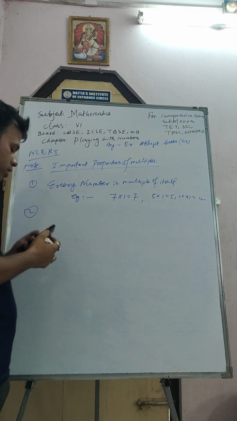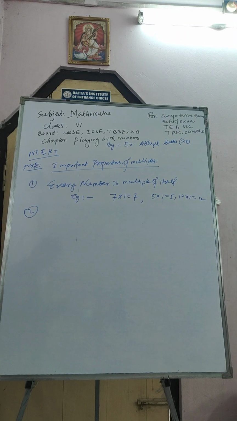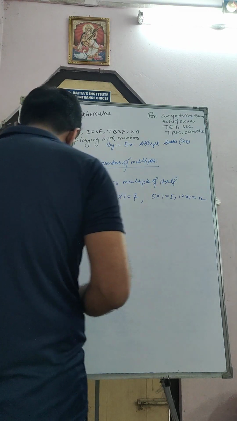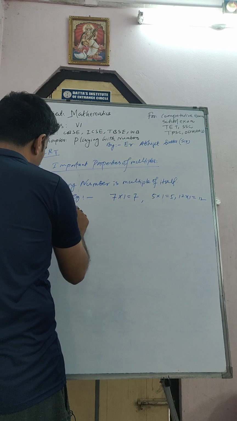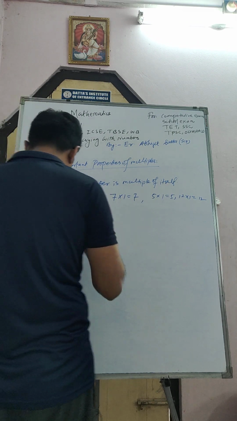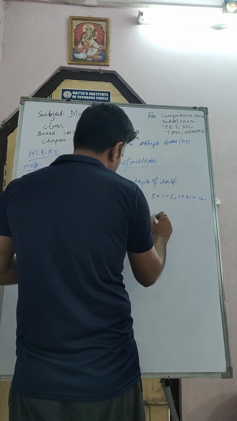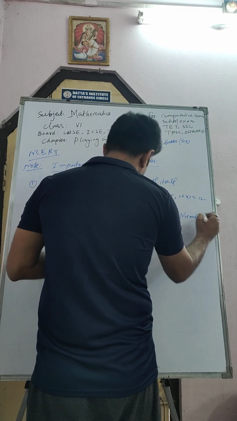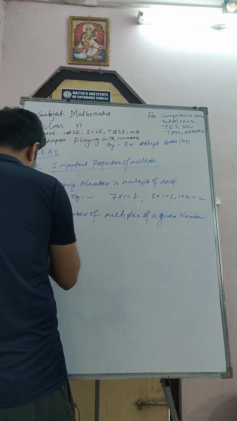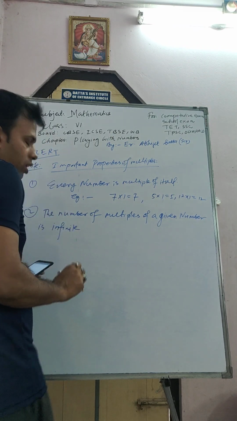Now, number 2 property: the number of multiples of a given number is infinite. The factors are finite, but these are infinite.